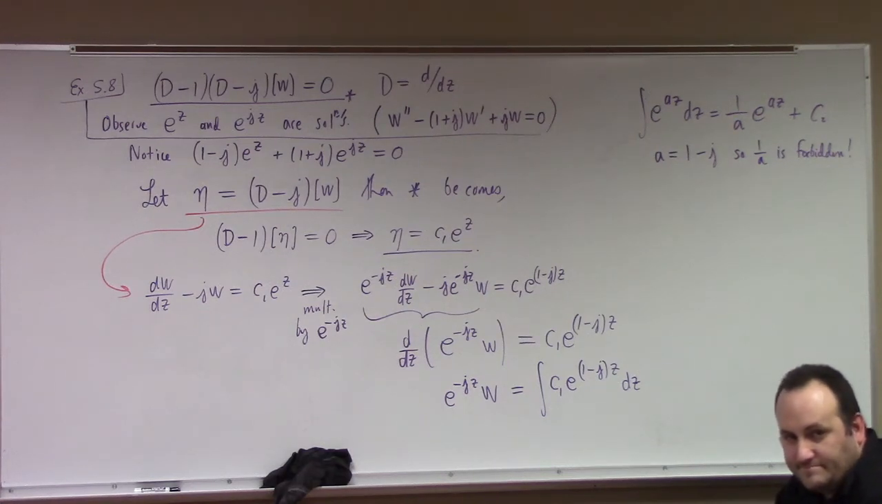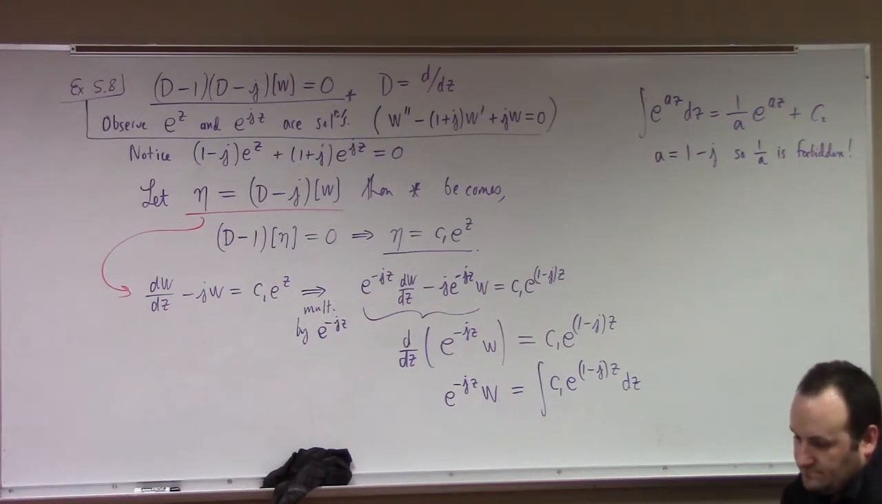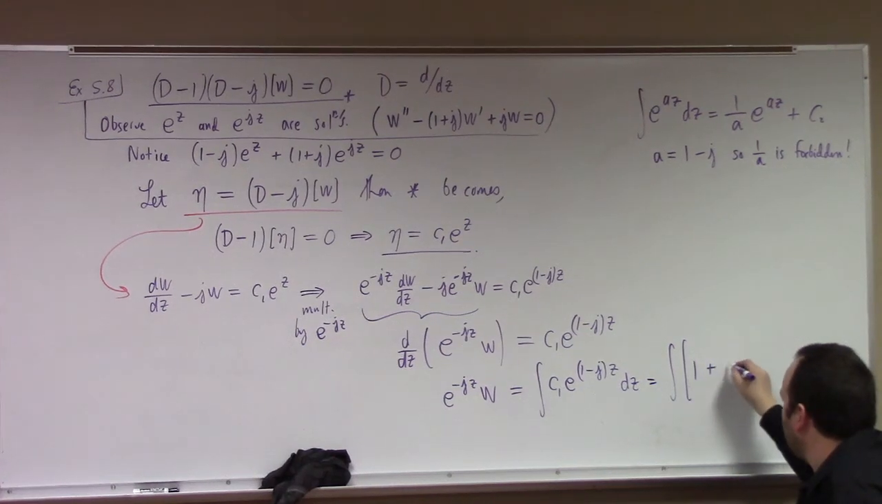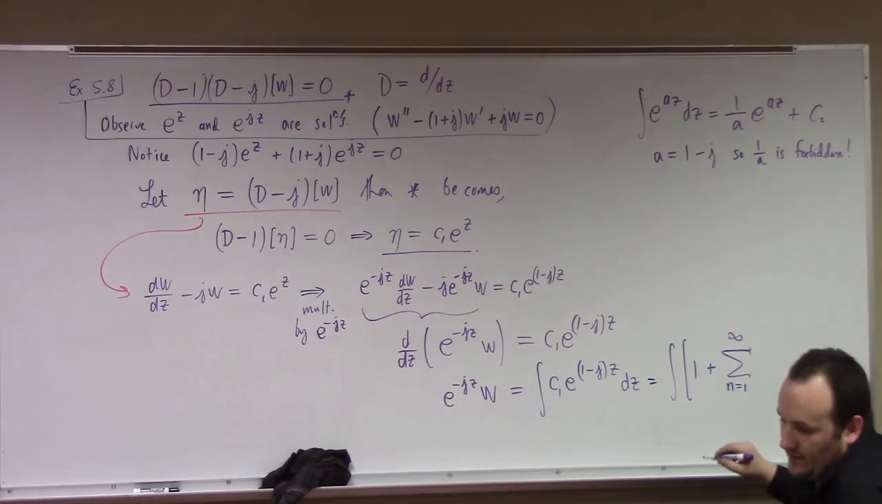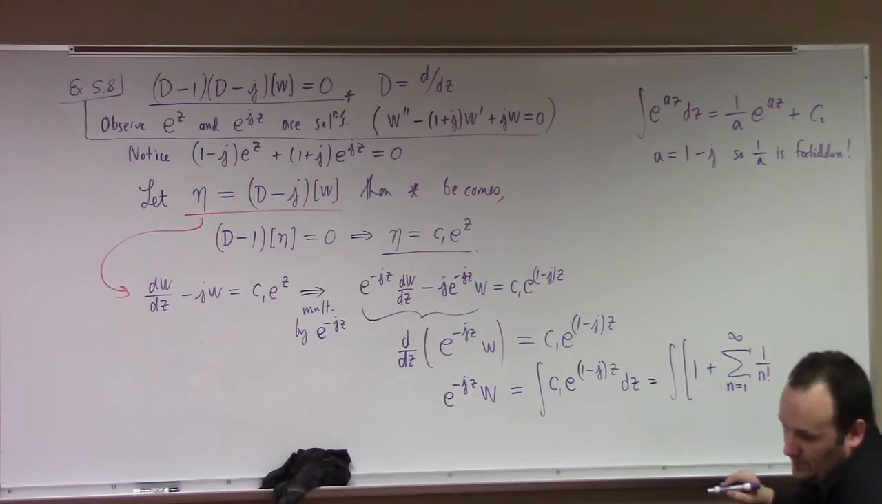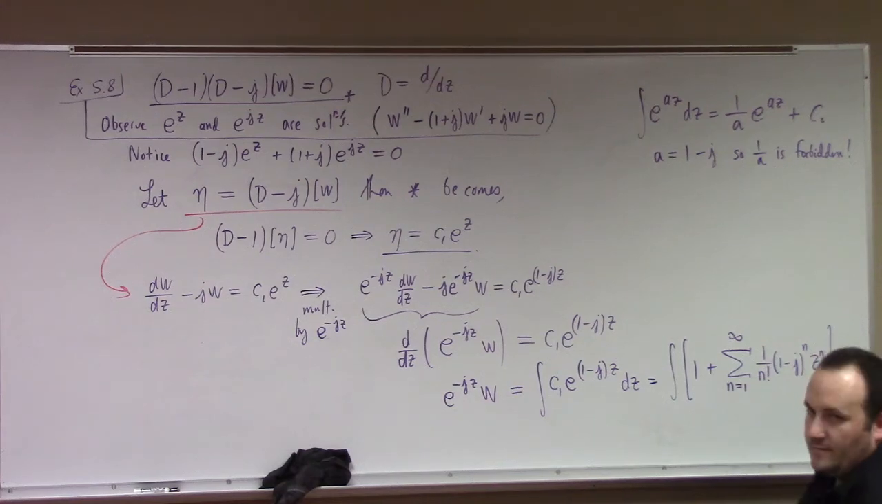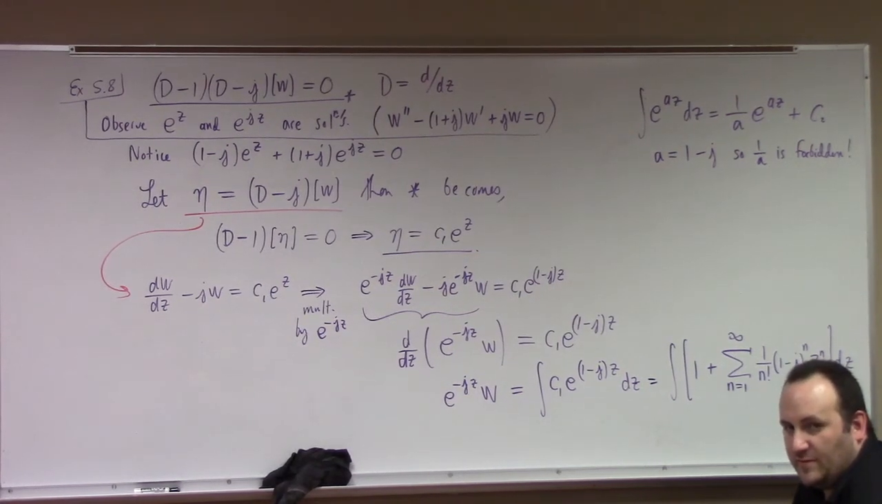So how do you integrate it? That is the integral of parentheses 1 plus the summation n equals 1 to infinity of 1 over n factorial, (1 minus j) to the n, z to the n, dz. Power series. It's always the way around. And remember that paper by Daniel proves that this term-by-term calculus is legit.